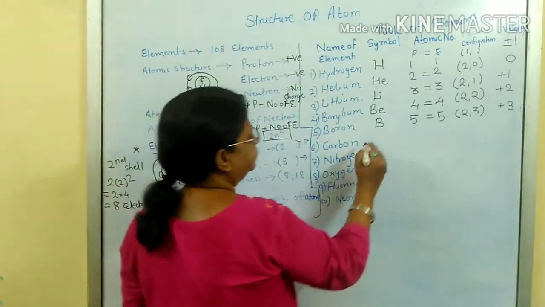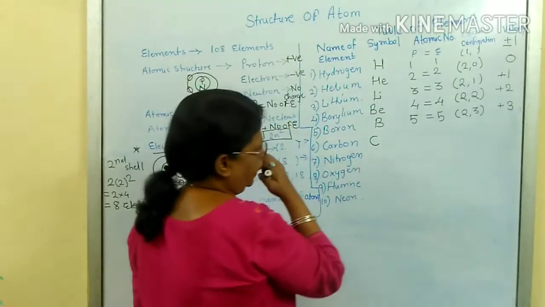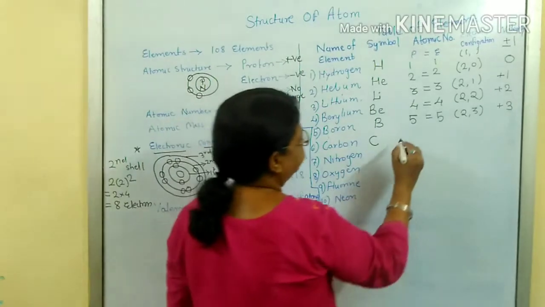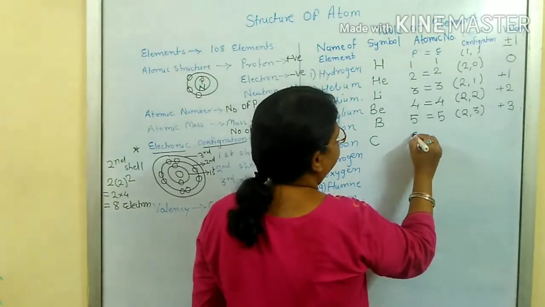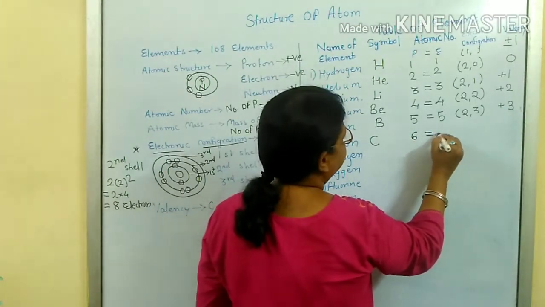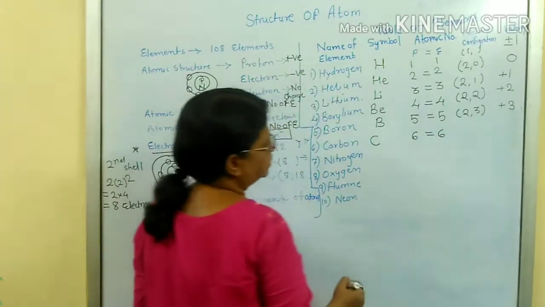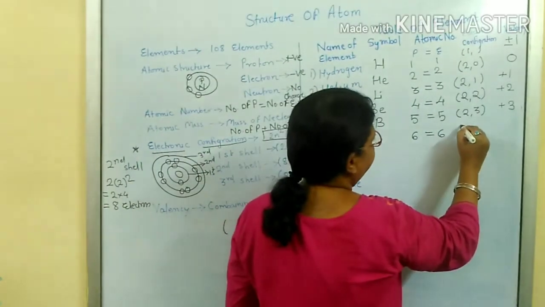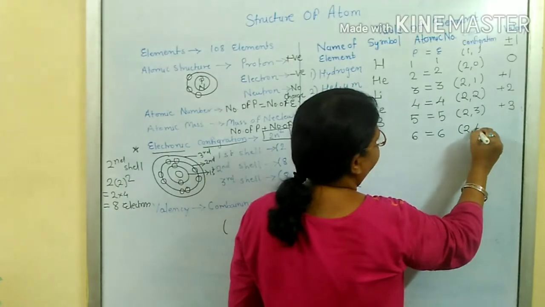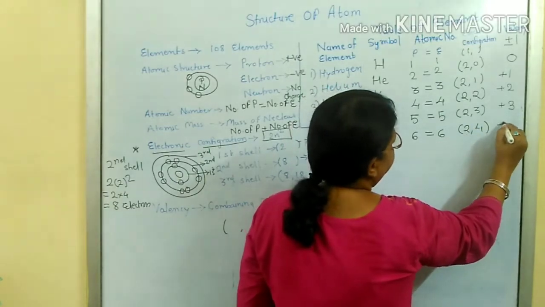Now carbon. Carbon has symbol C, with atomic number 6, proton number 6, electron number 6. So its electronic configuration is 2 and 4. So valency is +4.